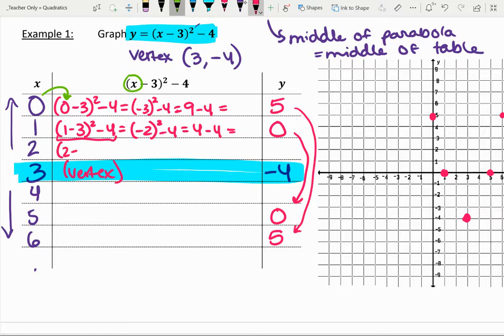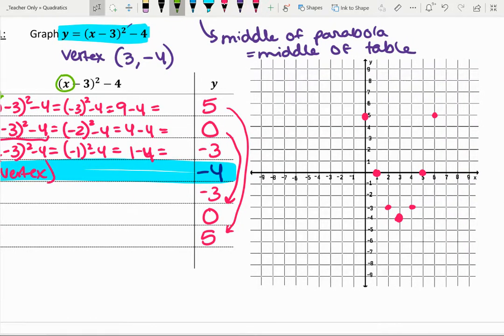And then last but not least, I'm going to replace x with 2. And 2 minus 3 squared, that's -1 squared. -1 times -1 is +1. And +1 minus 4 is -3. So I get 2, -3 is my other point.